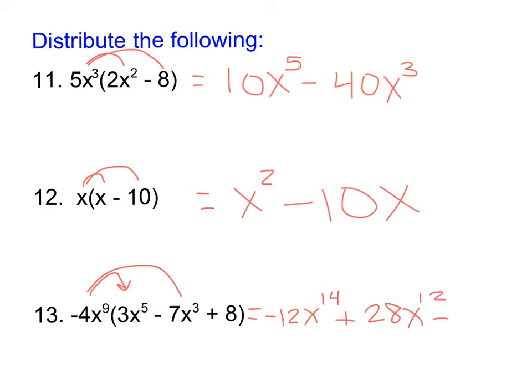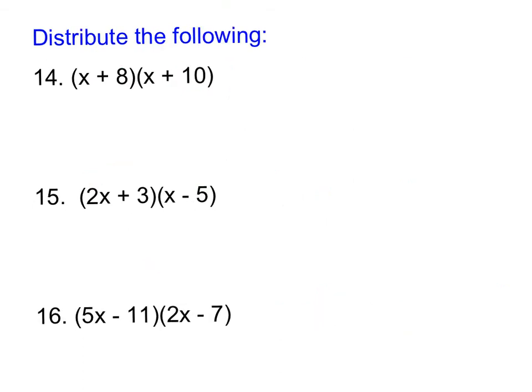Minus 4 times 8 is 32. X to the 9th. Again, don't forget the x to the 9th. All right, practice with distributing binomials. Again, pause the video, do these on your own.